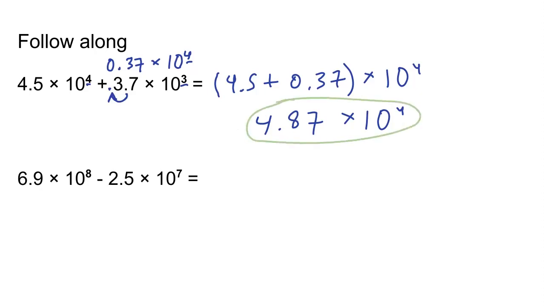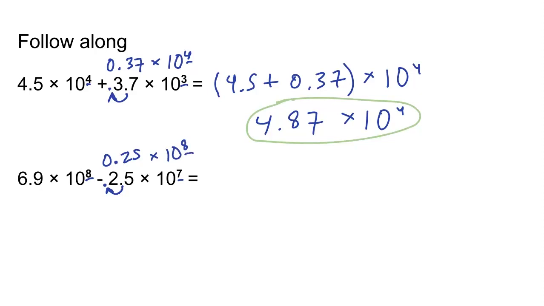Next I have 6.9 times 10 to the 8th power minus 2.5 times 10 to the 7th power. And once again, I have different exponents, so I need to make them have the same exponent. So I can move the decimal point in the second number one space to the left, which gives me the coefficient 0.25. And since I moved the decimal point to the left one space, I need to add 1 to the exponent. So the 10 to the 7th becomes 10 to the 8th.